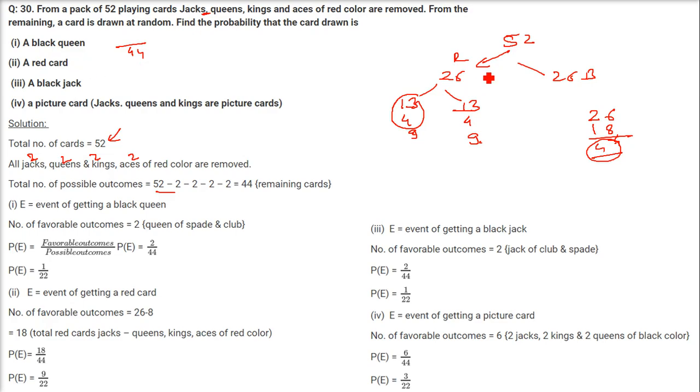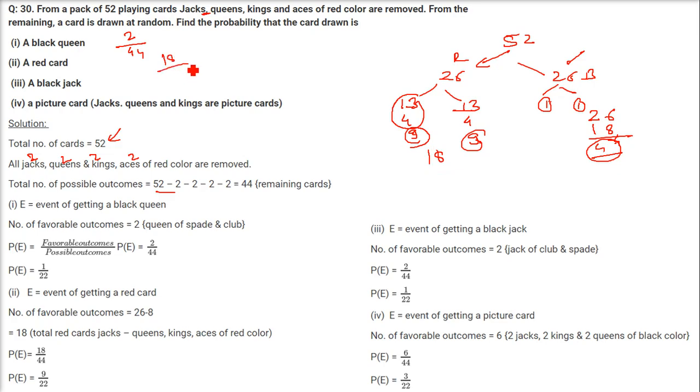Now first is a black queen. Of course, we will have 2 suits here, one queen here and one queen here, but in all we have just 44 cards. So 2 by 44. Next, a red card. See, in red cards, we have 13 minus 4, 13 minus 4, that is only 18 cards. Right? Only 18 cards are there.